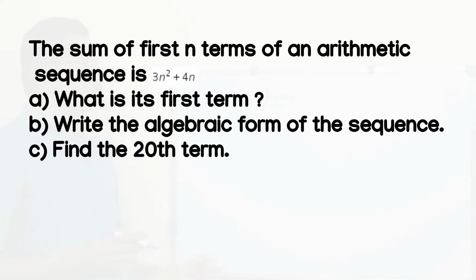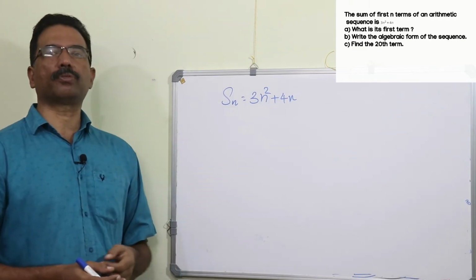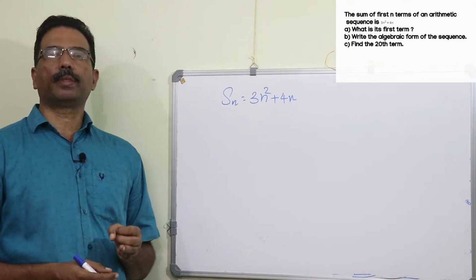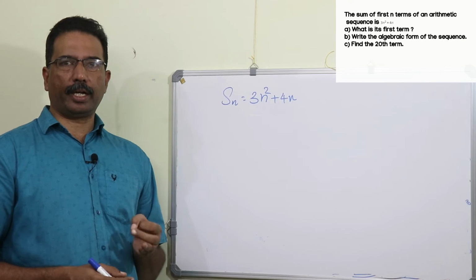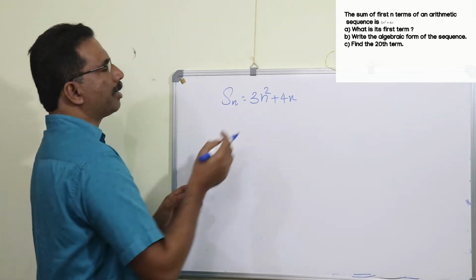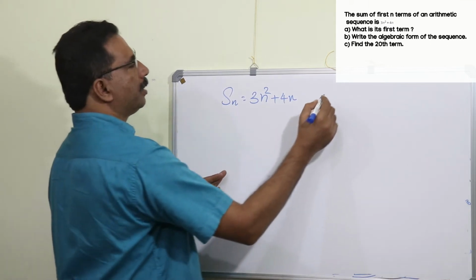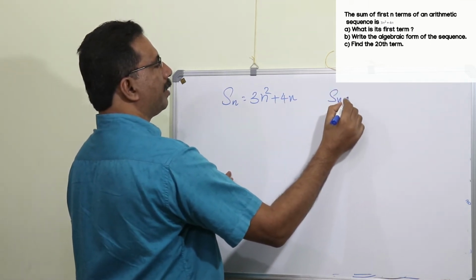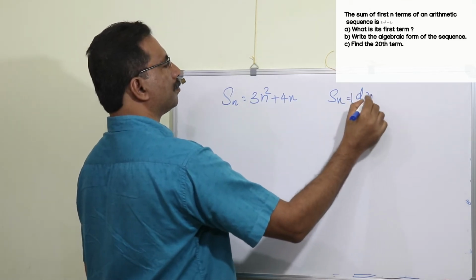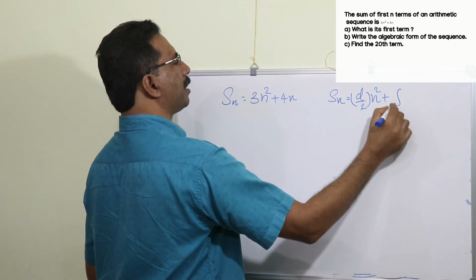Next question: in an arithmetic sequence, the sum of the first n terms is given as Sn is equal to 3n square plus 4n. You have to find out the common difference, first term, and also general term, etc. We have Sn is equal to 3n square plus 4n. We know that the general form of the sum is equal to d by 2 n square plus f minus d by 2.